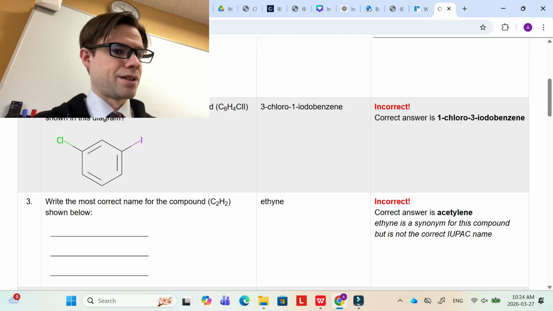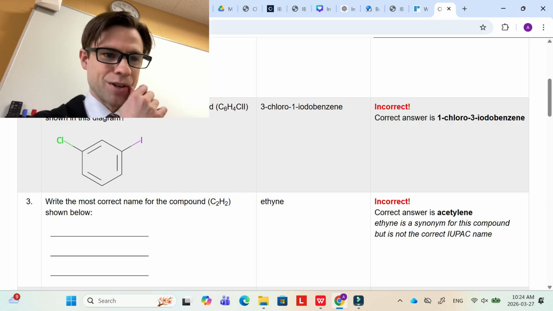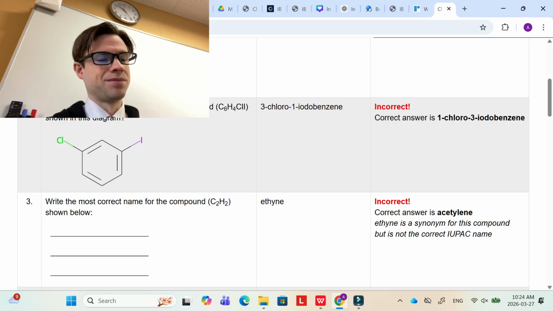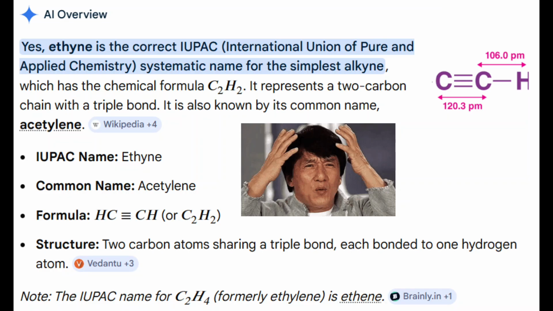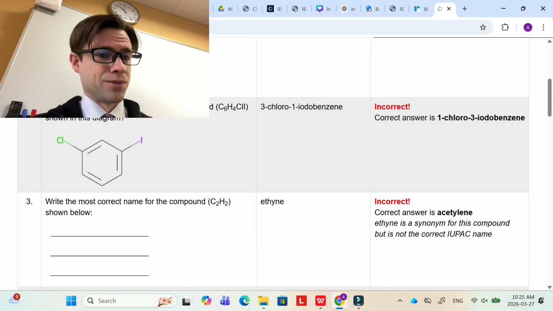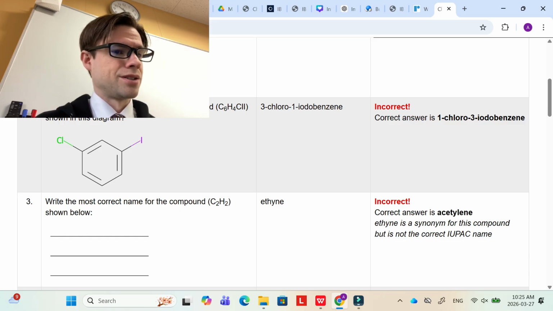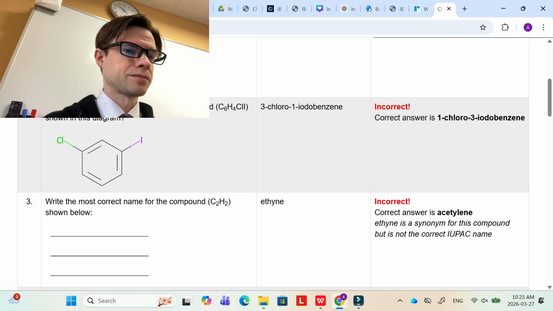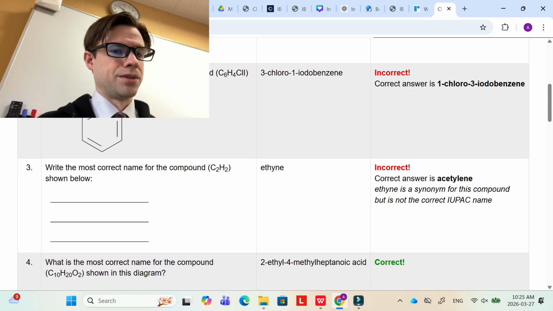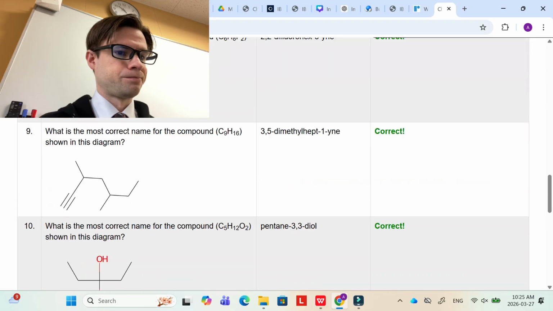Number 3, ethyne is labeled incorrect, but ethyne is a synonym for this compound and is not the correct IUPAC name. I mean, that's debatable. I think our IB exams do consider ethyne to be the name for this, but I do know that most people call this acetylene. So I'm also not sure about that, but all the rest are correct.